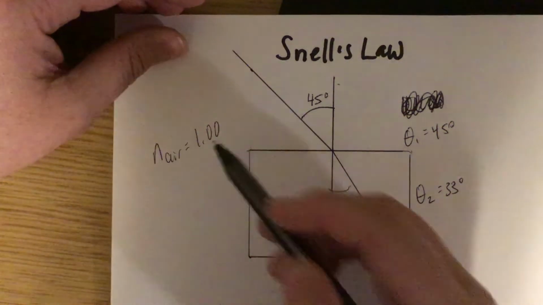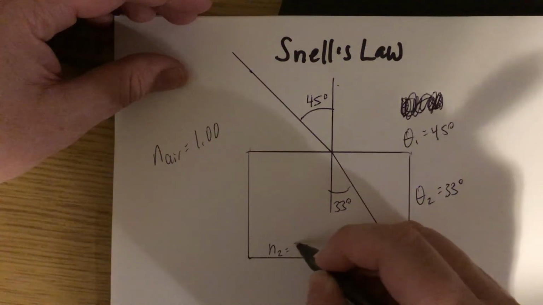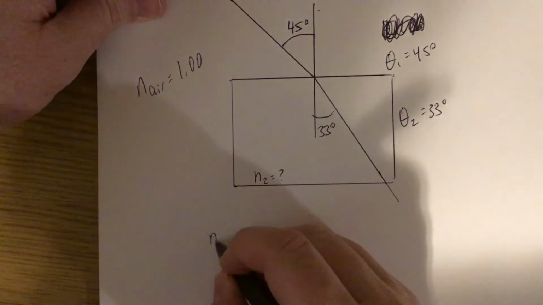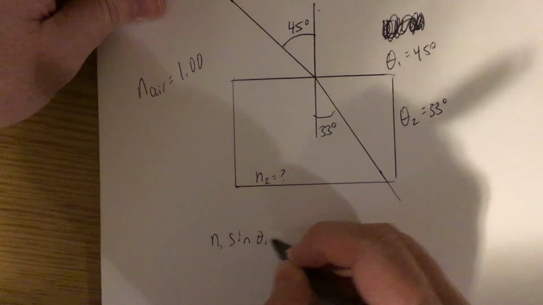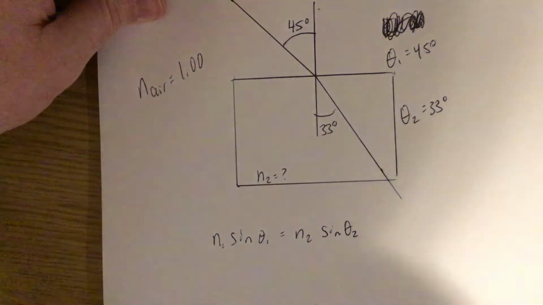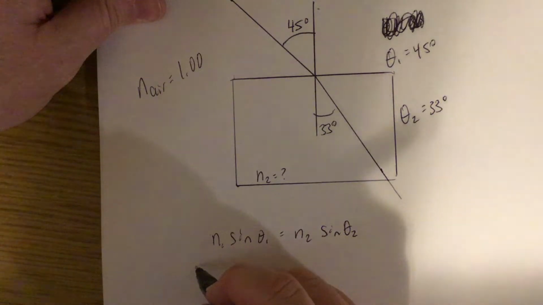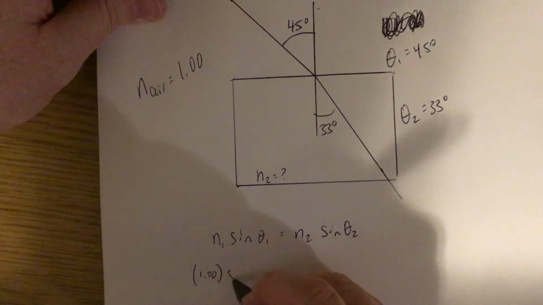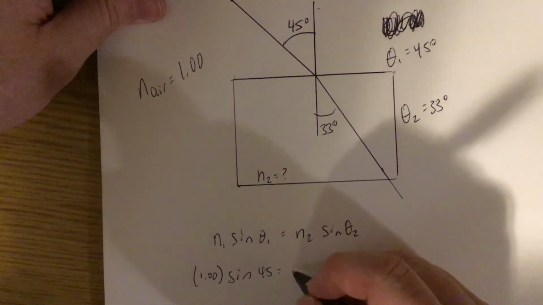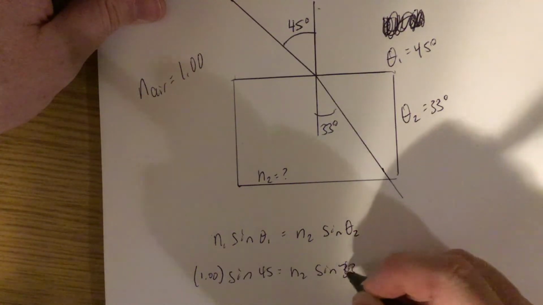So for n of air, we'll use 1.00. And if we're looking for n of the block, that'll be our n2, and that's what we're looking for here. And so if we say n1 sine theta 1 equals n2 sine theta 2, then we can solve for n2. In here we can put our numbers. We can say 1.00 sine theta 1 is 45, so sine of 45, equals n2 sine of 33.